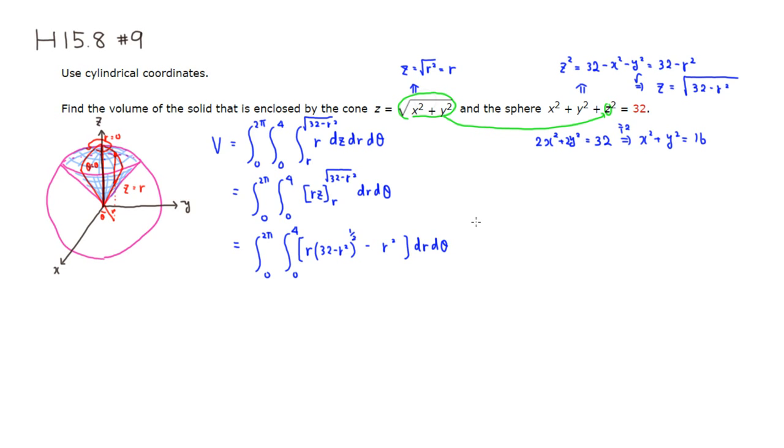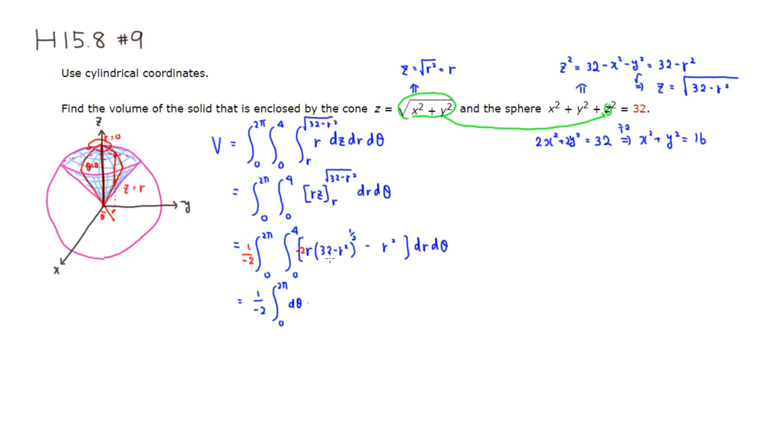I'm going to do a little bit of tweaking here. The derivative of 32 minus r squared would be negative 2r. We have already r here, so I'm going to put negative 2 here, and then divide by negative 2, so that I can find the antiderivative fairly easily. So you have a 1 over negative 2. Then I leave this part alone, so 2 pi. Actually, this is separable, so I'm just going to put it right here.